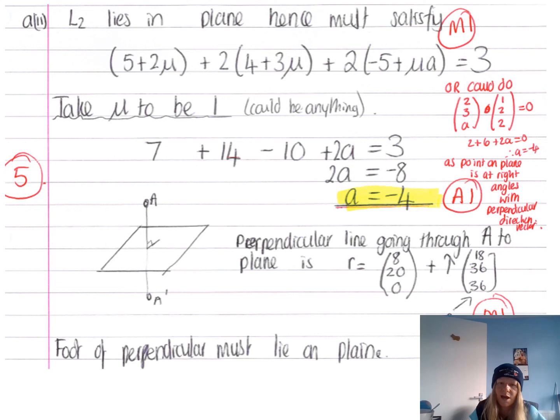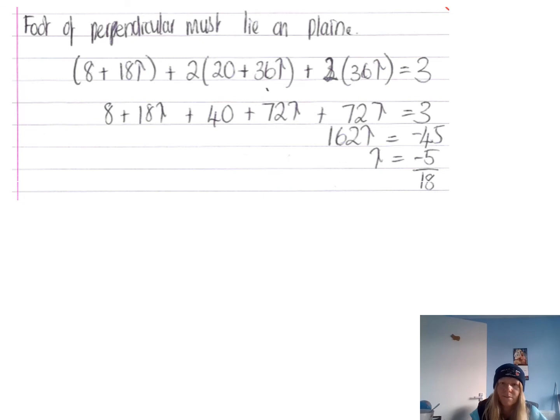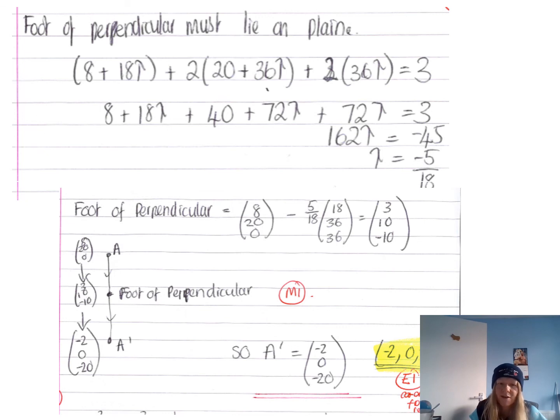There's the equation of the line for going from this point, if you like, P to A. And then the foot of the perpendicular lies in the plane, so you have to see when does this line hit the plane, put that into our plane formula. Gives you lambda as minus 5 over 18. And then I've used common sense, but you could also have used that m dash equals 2p minus m if you preferred, and you'd have still got this answer, minus 2, 0, minus 20.